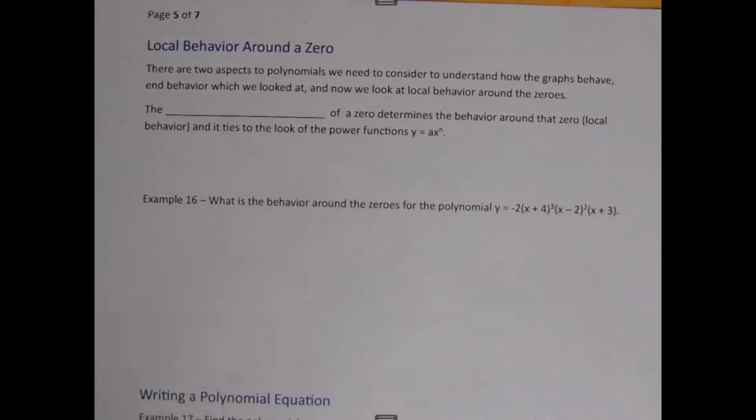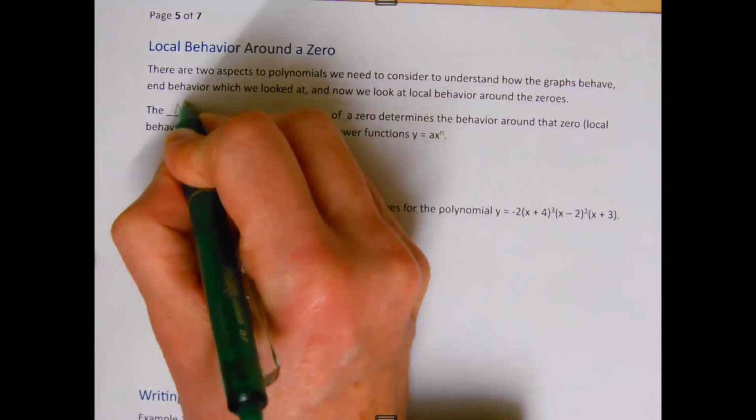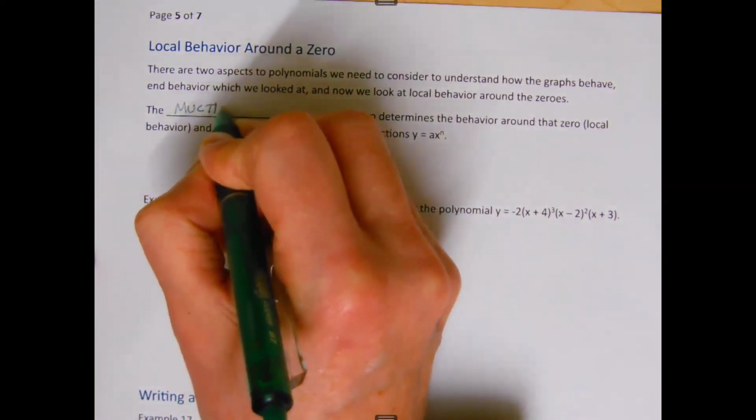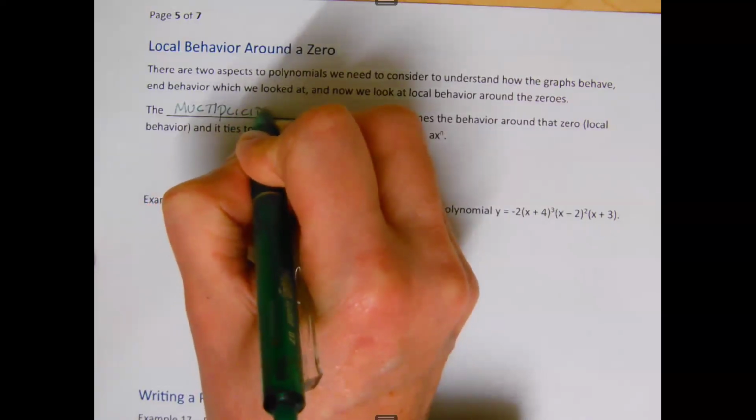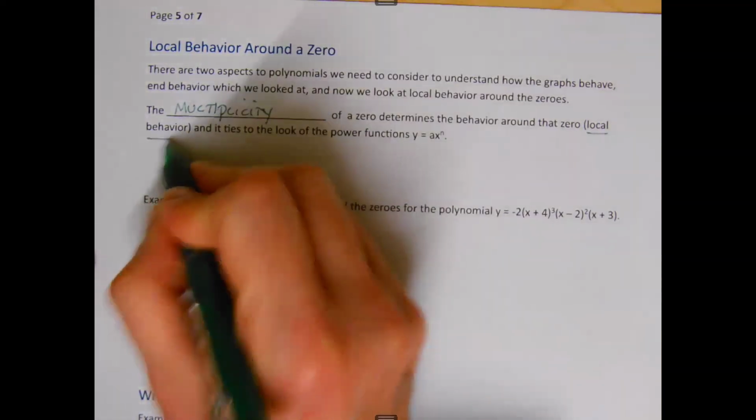So now look at local behavior around a zero. There are two aspects of polynomials we need to consider to understand how the graphs behave: end behavior, which we looked at, and now local behavior around the zeros. The multiplicity of a zero determines the behavior around that zero, what's known as local behavior.